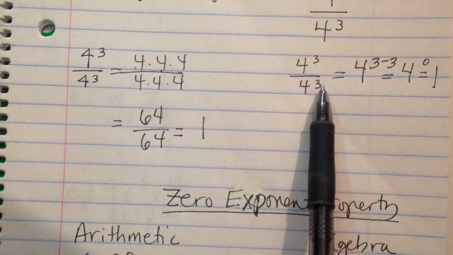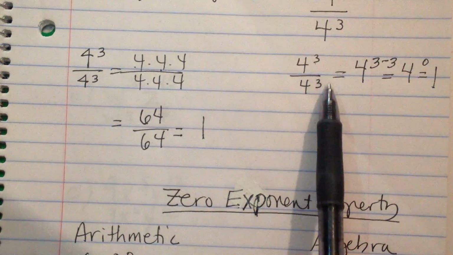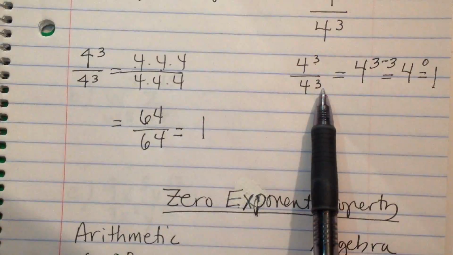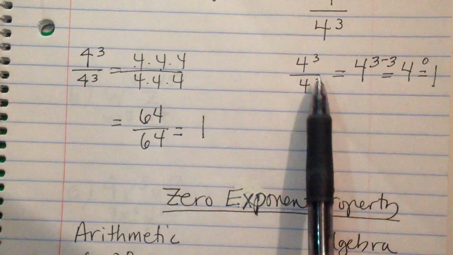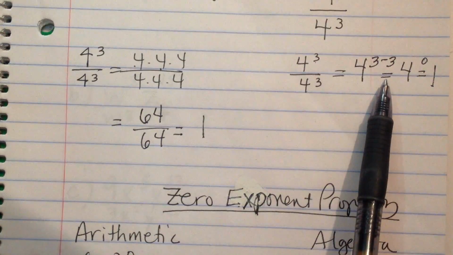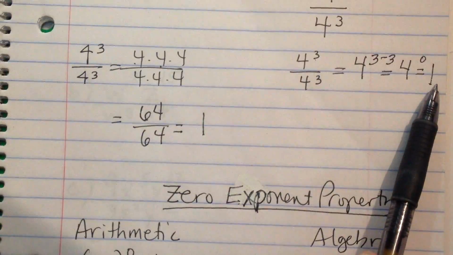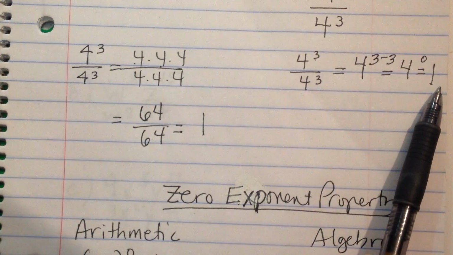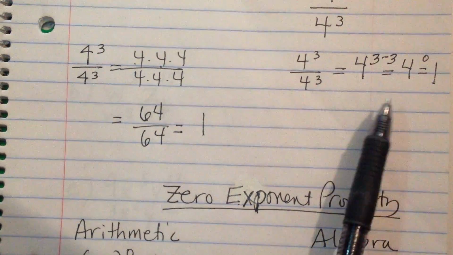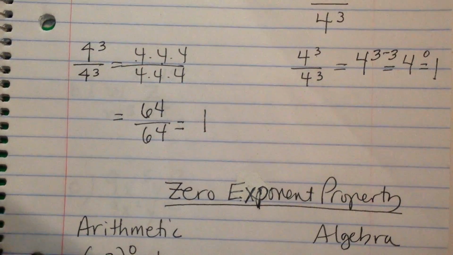But we can also look at it the way we've been previously looking at it, when you subtract exponents when you're dividing. So 3 minus 3 gave you 0, but a number raised to the 0 power is 1. So that's something you need to memorize. A number raised to the 0 power is 1. A variable raised to the 0 power is 1.